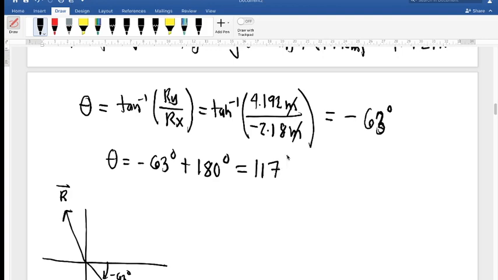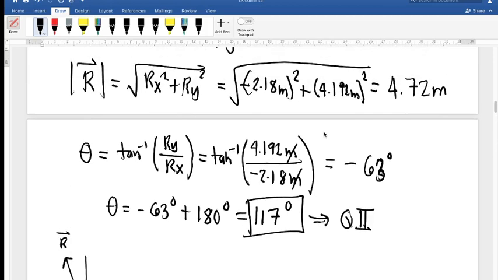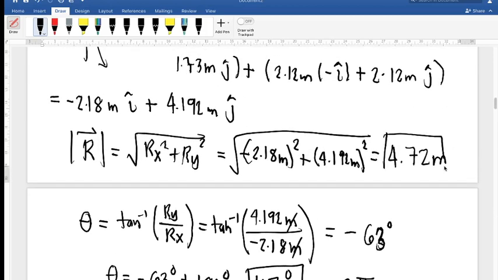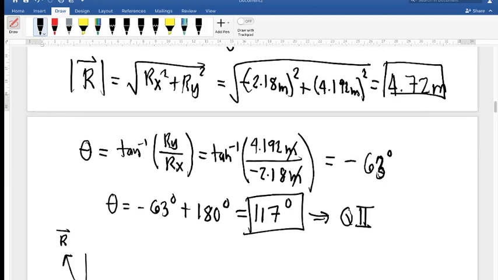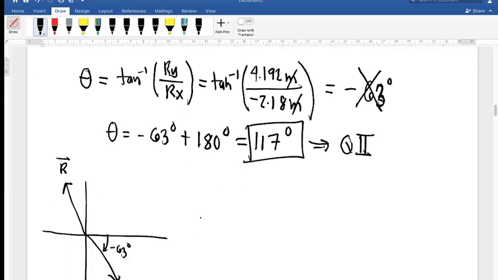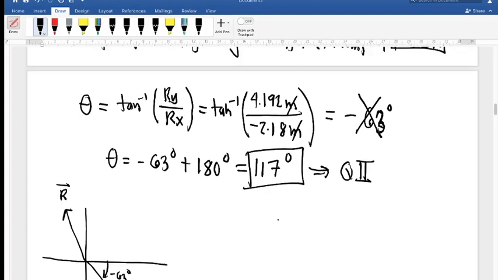As you can see, 117 degrees is in quadrant 2, which represents your resultant vector. Do not answer negative 63, because it does not represent your vector. As you can see here, it should be in quadrant 2.